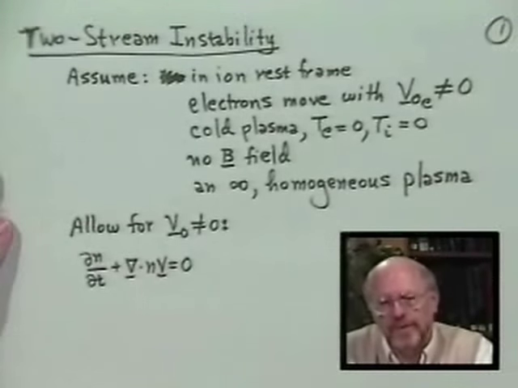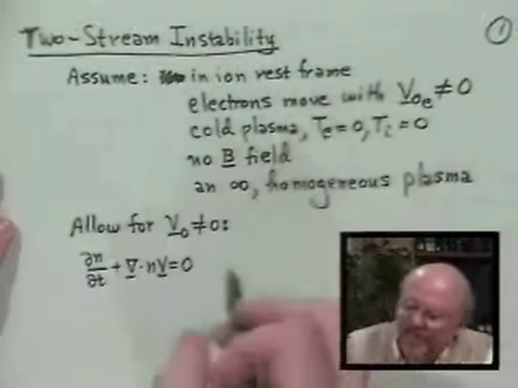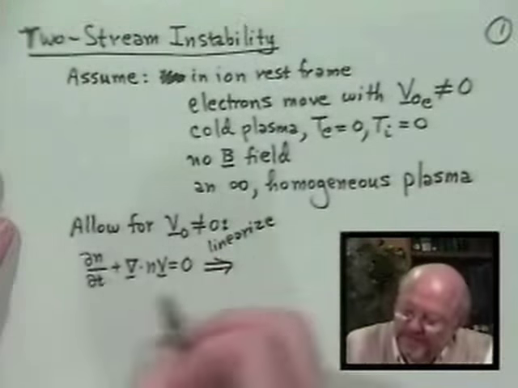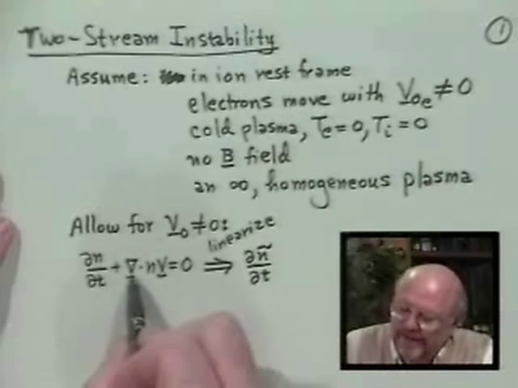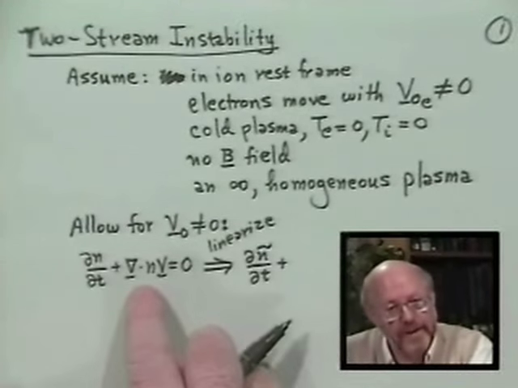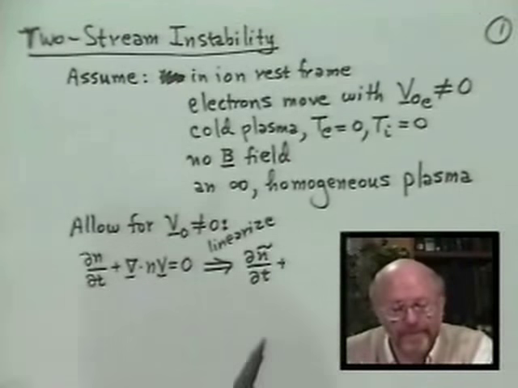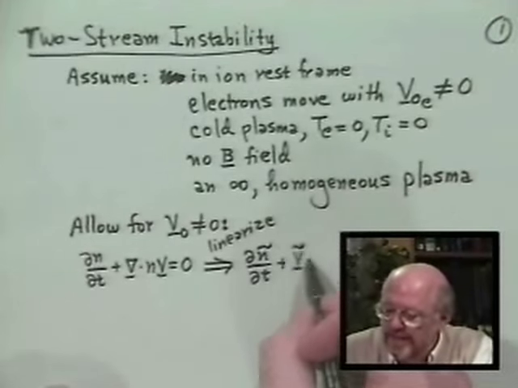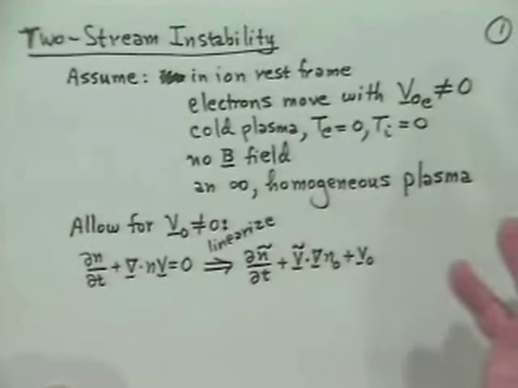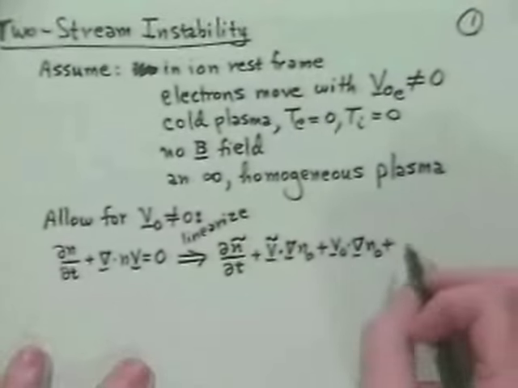Our first step in any such analysis, remember, in instability analysis, like in wave analysis, we take the equations and then we perturb them about the equilibrium. And then we linearize, which means throw away second order terms and higher. So if we linearize, this just becomes partial of n tilde with respect to t. Now, divergence of nv, we're going to have the n has both an n naught and an n tilde, and the flow velocity v has a v naught and a v tilde. So we can have then a v tilde, just spreading out all those terms, dot grad n naught, plus a v naught dot grad n naught, but both those are going to be zero, but I'll put it down for a moment. And then we'll have some more terms here.